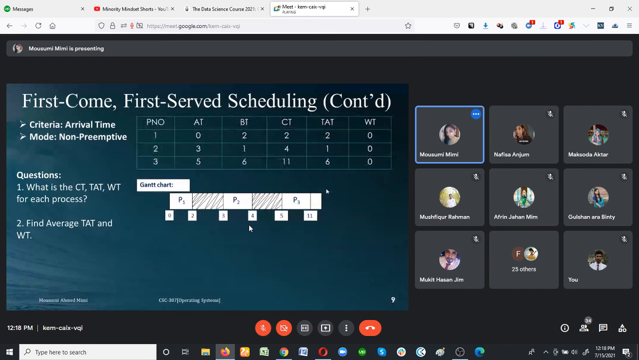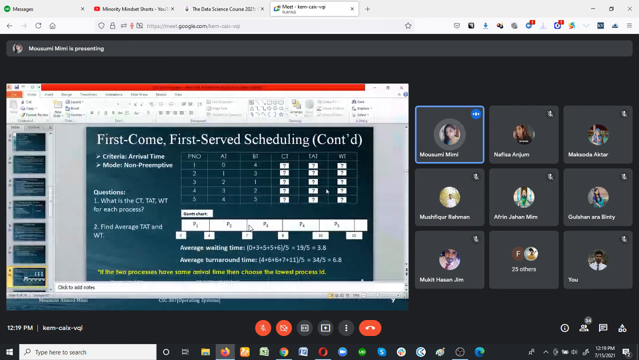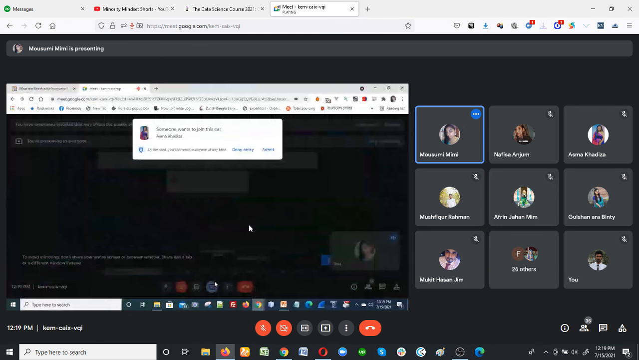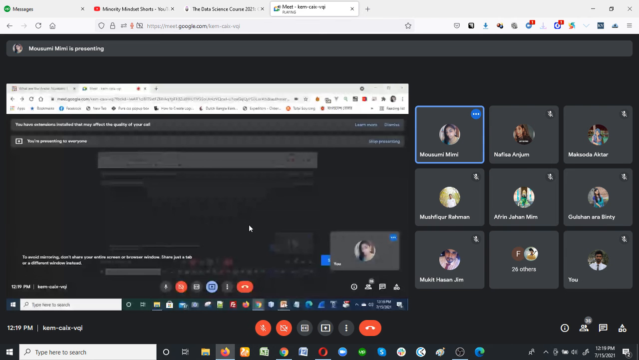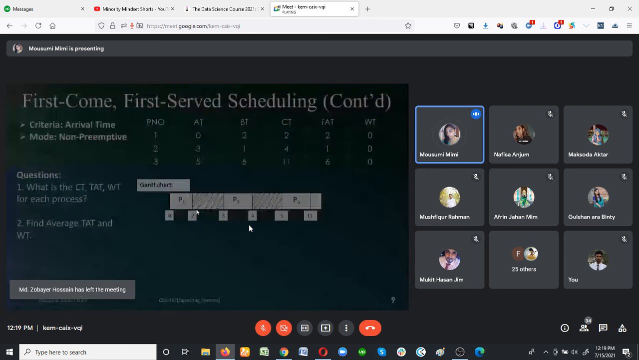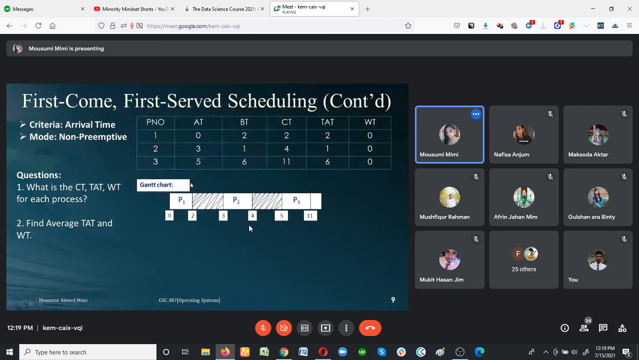Okay. Come to the next algorithm. This is also an example of the first come, first serve algorithm. So you know the first priority is the arrival time, when it arrived. So my process 1 arrived at 0 seconds. I provide process 1. 0 plus 2 equals 2, completing time 2.